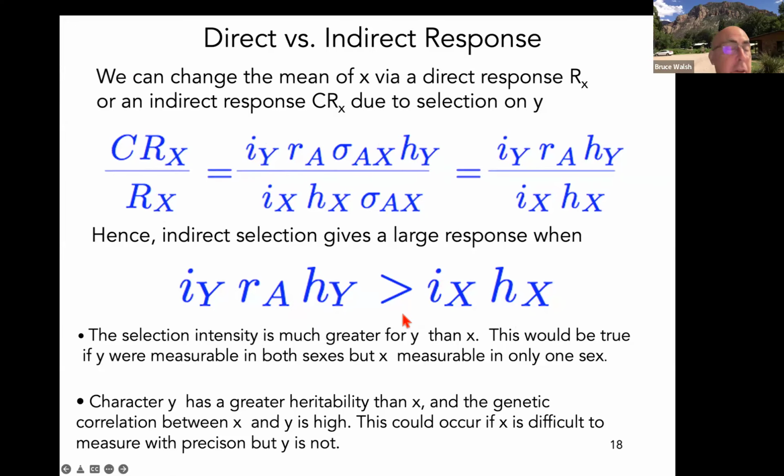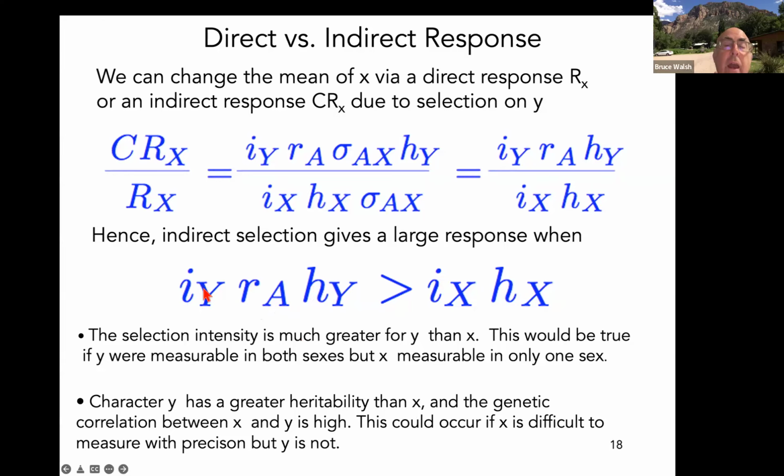When this equation is satisfied, you get a large response in X by selecting on Y. Now, when could this be satisfied? Well, it's easier to put selection on Y so you can have more intensity. Y has higher heritability, it's easier to measure than X. And most importantly, the genetic correlation.